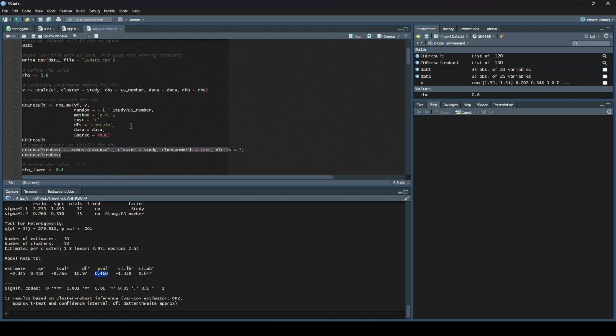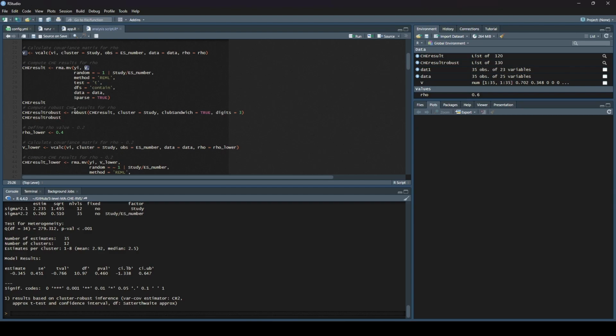So again, I just want to show you in the code what the special pieces are that differentiate this from a regular 3-level analysis. First, we're going to define our rho value, and then we're going to use that to calculate our covariance matrix. Then we're going to plug that in down here as the variance of the effect size. The other piece that's different is we're going to then use robust variance estimation. We're going to use the robust function, and we're going to plug in that result as a point in our argument, and then we're going to actually go ahead and run this script.